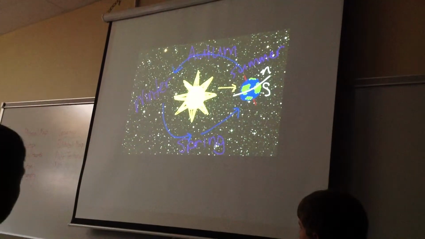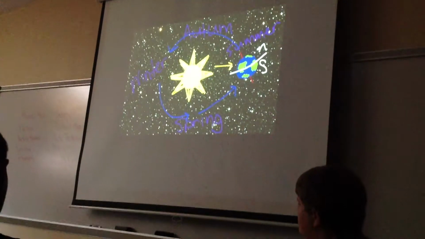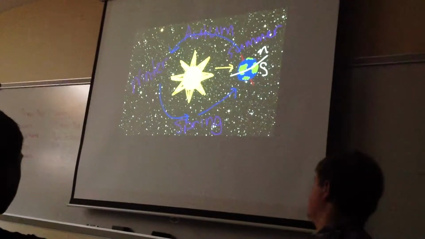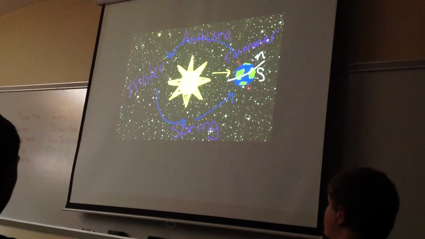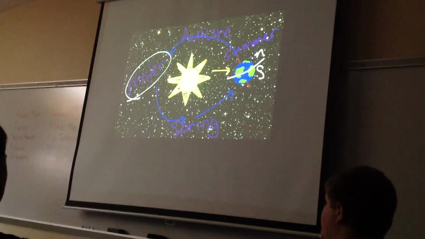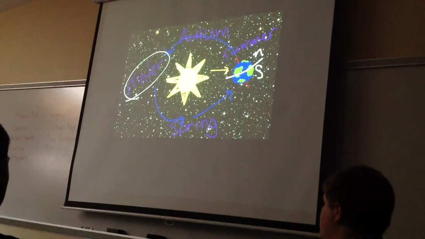On the opposite side of the orbit, in winter, the northern hemisphere is tilted away from the sun, and the southern hemisphere is tilted toward the sun. At this time, the south gets more direct rays than the north, so it is winter in the north and summer in the south.